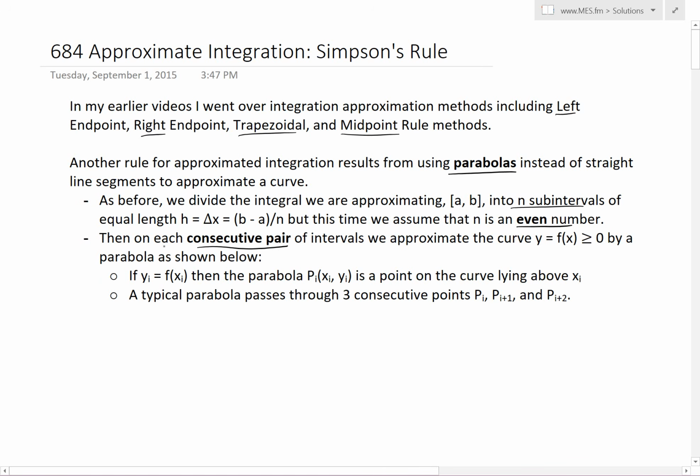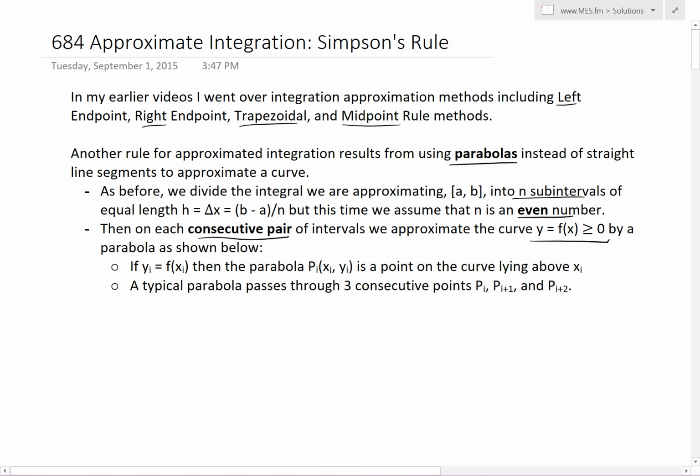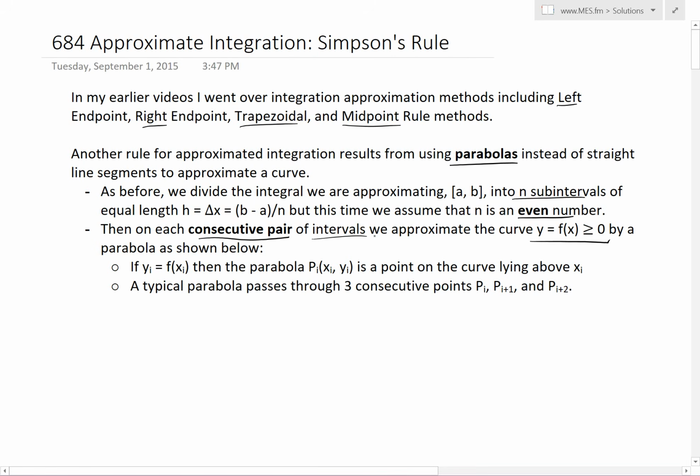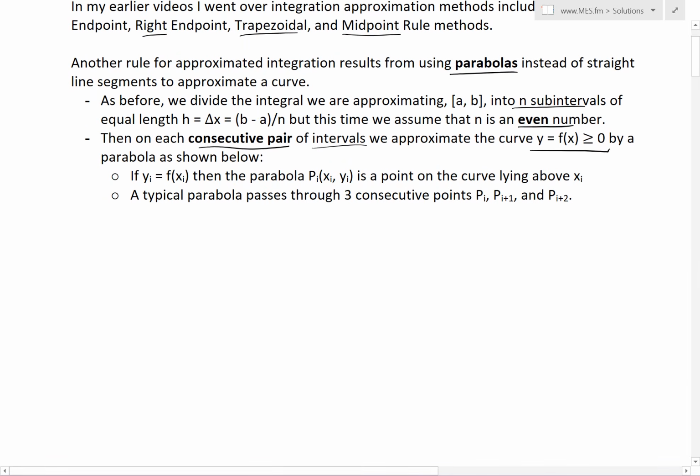On each consecutive pair we approximate the curve, in this case for f(x) greater than or equal to 0. But I'll explain later that even though in this derivation we're looking at where f(x) is greater than 0, it still works for any value of f(x) as long as it's continuous. So we look at consecutive pairs of intervals, and then we approximate by using a parabola, and this will make more sense as I illustrate it below.